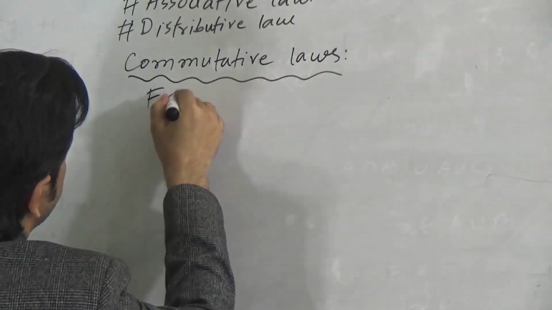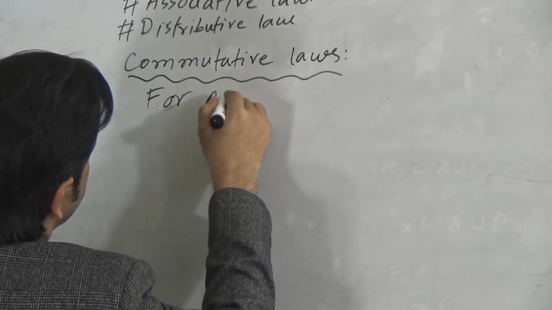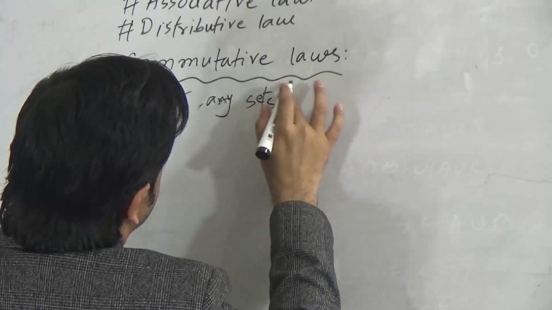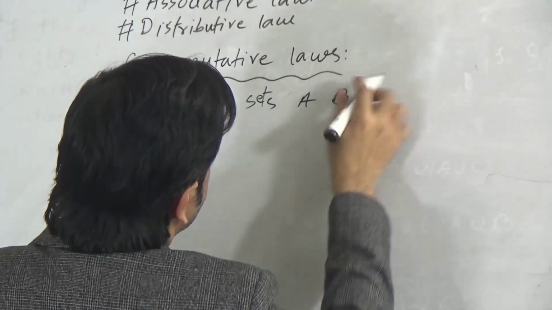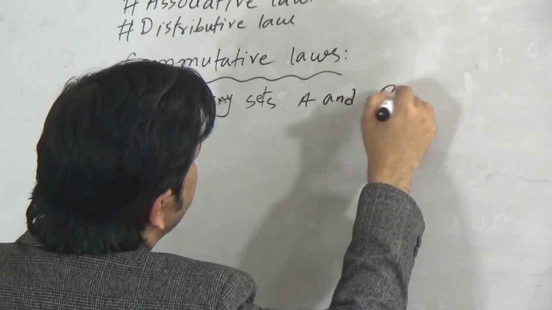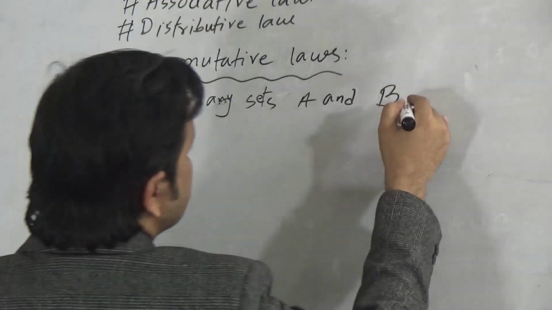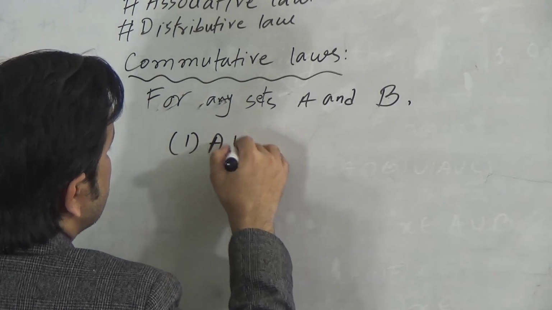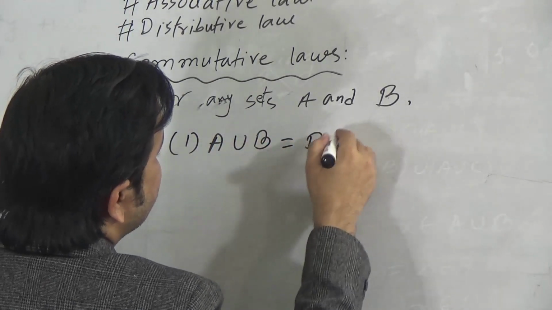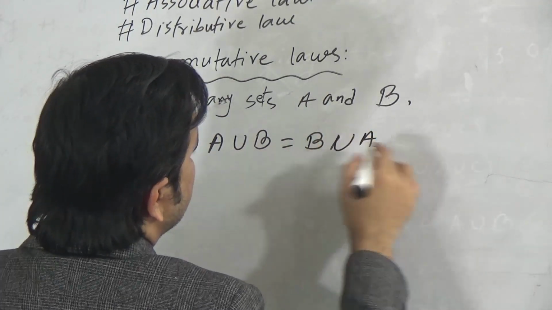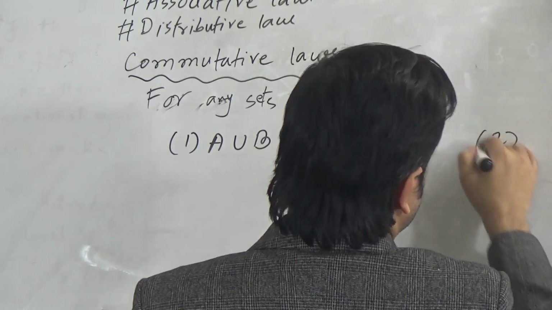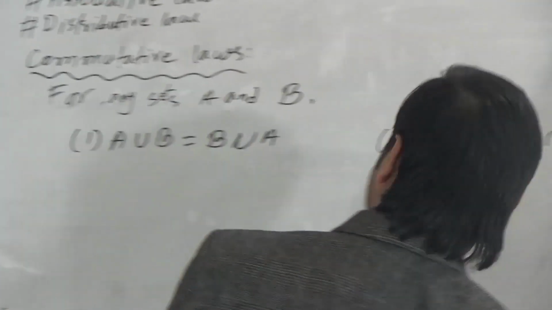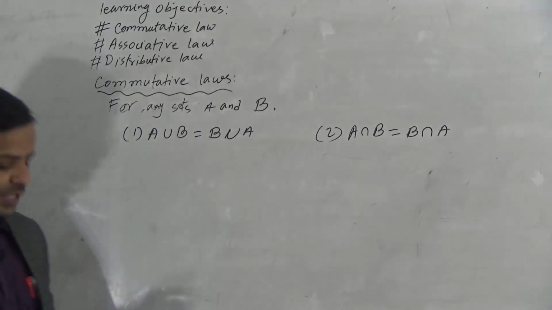For any sets A and B. First one is A union B is equal to B union A. Second one, A intersection B is equal to B intersection A. These two laws are known as commutative law.